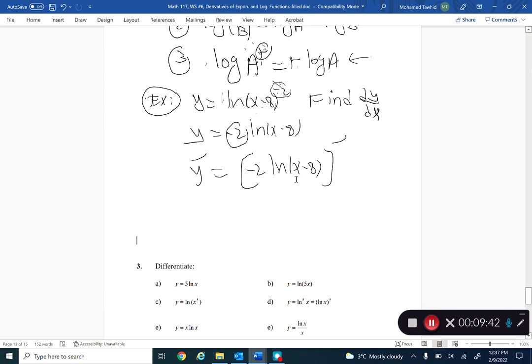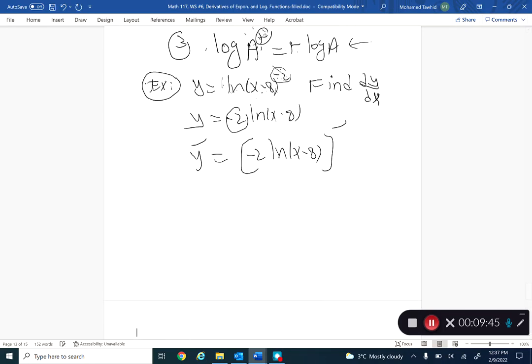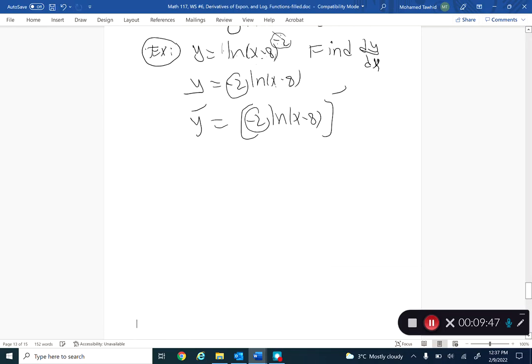What do you have for negative 2? Negative 2 here, it's a constant. I can grab this negative 2 outside. So if you have negative 2 outside, what do you have? You have ln of x minus 8, and that is the derivative of this, right? I need to take the derivative.